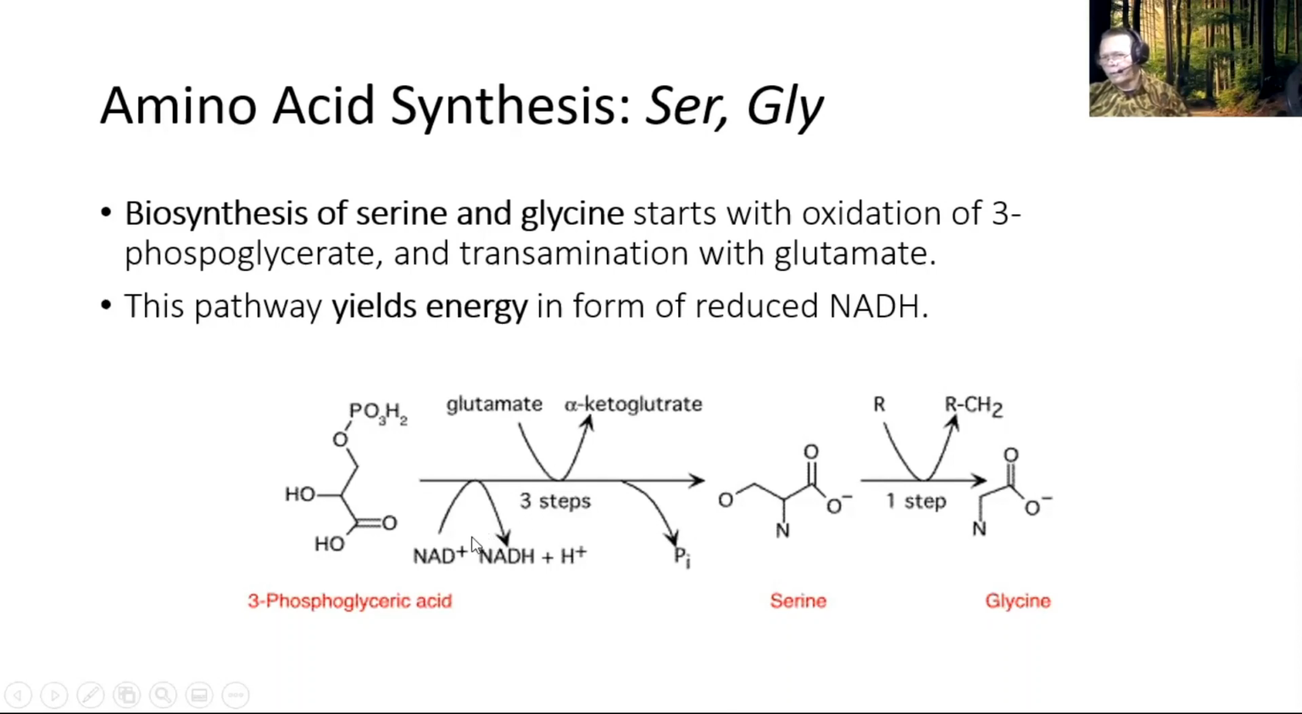First is this one. This will be a reduction, and then glutamate will be converted into alpha ketoglutarate, and in the end it will be converted into serine. Then this serine, by a one-step reaction, will convert into glycine.